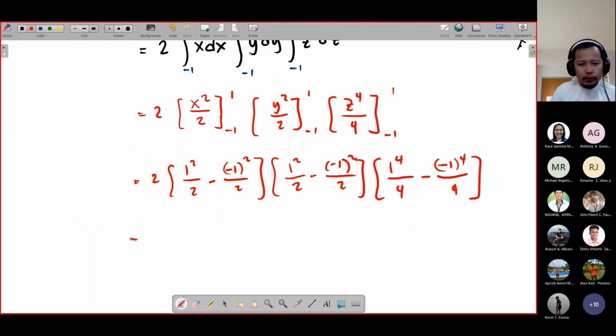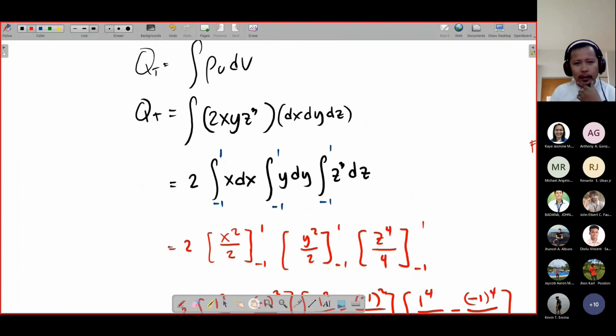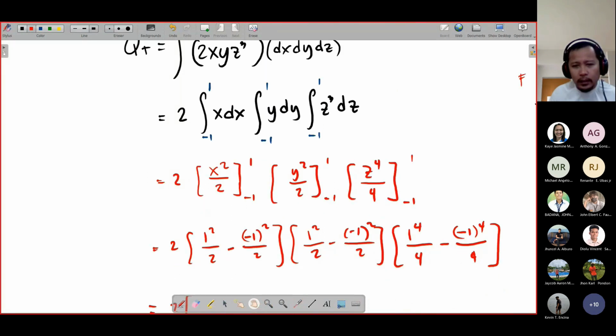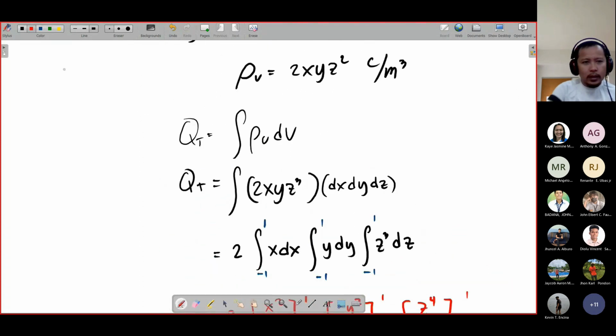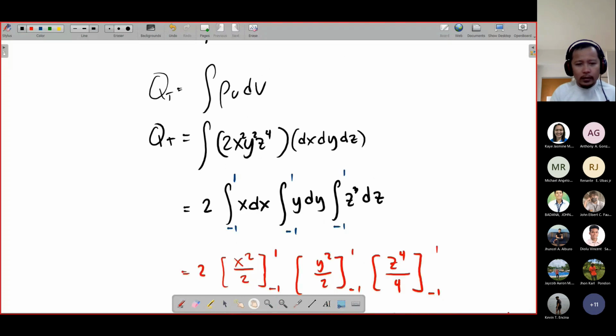Okay? So, therefore, this becomes 2 times. Sayop, di ay. Dapat ani is, mahimo ma-zero gihapon ni sila. Again, di ko ganahan nga ma-zero. Himuon ko ning x squared, y squared, z to the 4. This will be x squared, y squared, z to the 4.